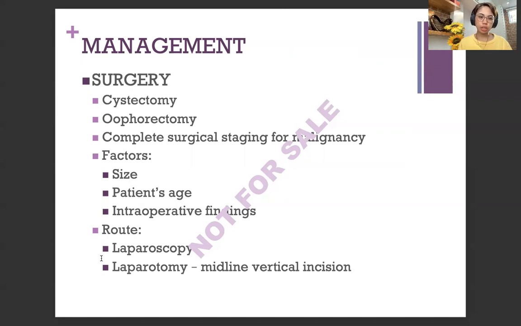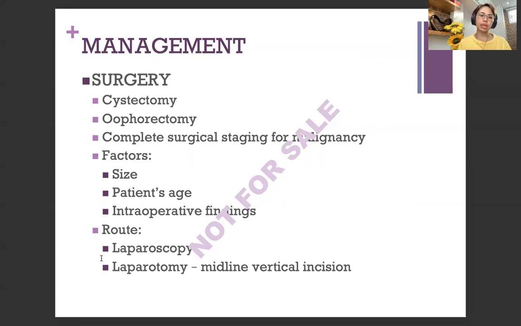Okay, factors to consider when choosing what surgery to do: you have to consider the size of the mass, especially in very big ovarian masses where there is no more normal ovarian tissue seen. Others would opt for oophorectomy. However, the guideline now is we always try, especially for reproductive age women, to just do the cystectomy as much as we can, because no matter how small, we still hope that the remaining normal ovarian tissue will function.